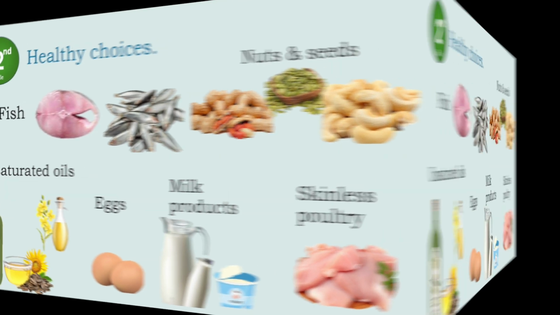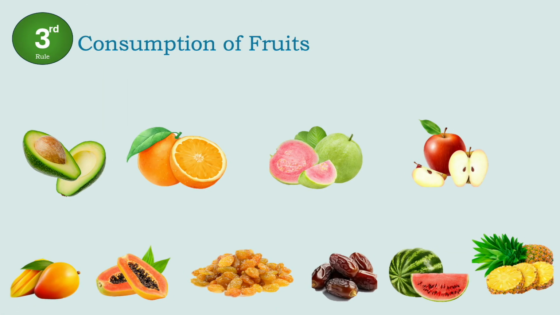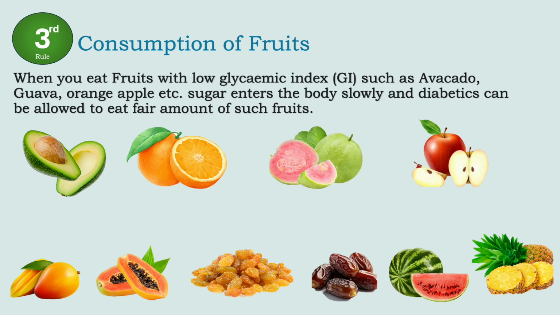The third rule is on fruits. Fruits play a significant role in diabetic diet as fruits contain plenty of fibers and nutrients, including vitamins, minerals, antioxidants, and phytochemicals. Diabetics may consume 2 to 3 portions of fruits every day. When you eat fruits with low glycemic index, such as avocado, guava, orange, apple etc., sugar enters the body slowly, and diabetics can be allowed to eat a fair amount of such fruits.